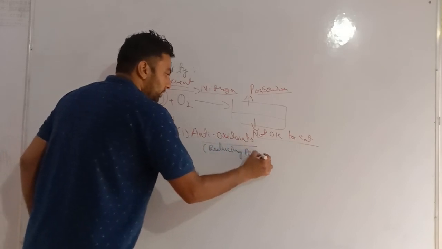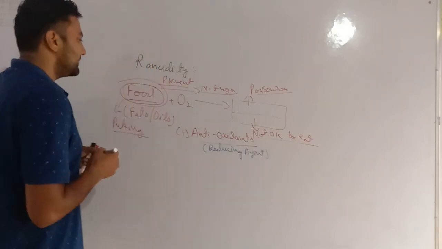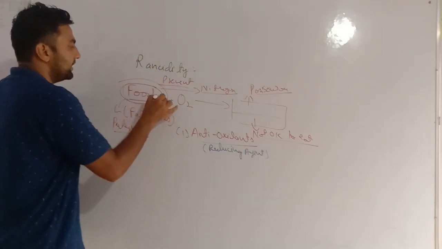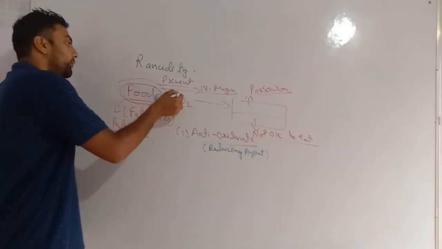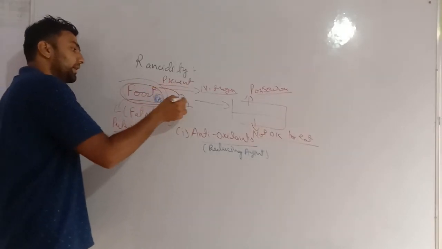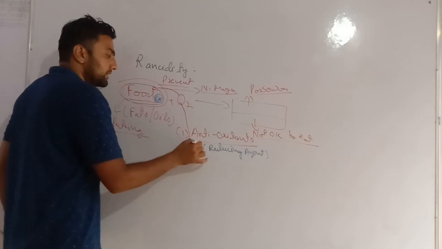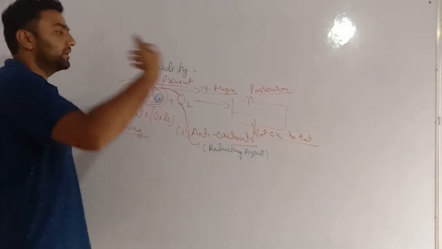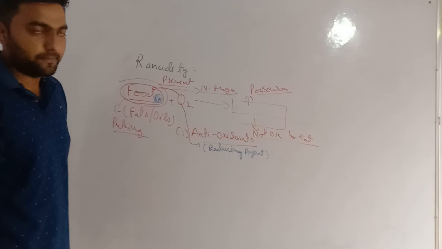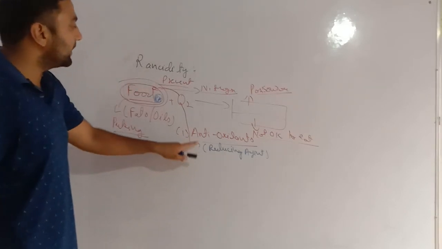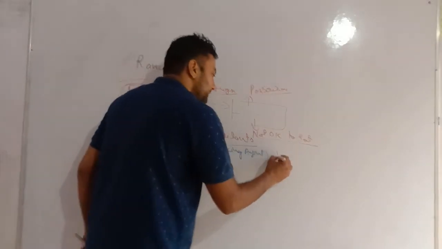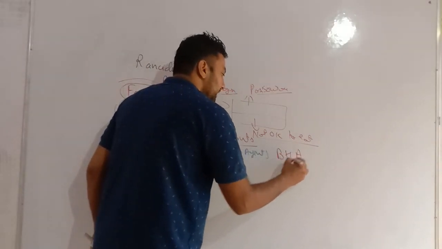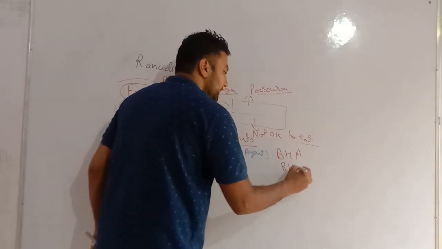What they do is that if these reducing agents are present with food, they will not allow this food and oxygen to come in contact. These reducing agents will consume this oxygen and themselves they will get oxidized. It means they will react with this oxygen and not allow oxygen to react with food. Best examples are BHA and BHT.